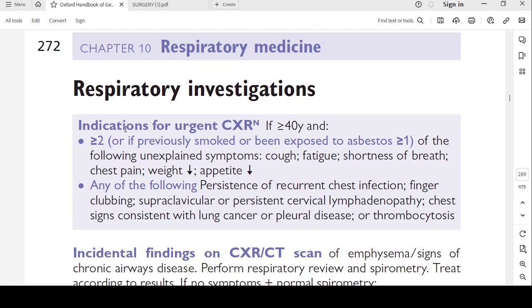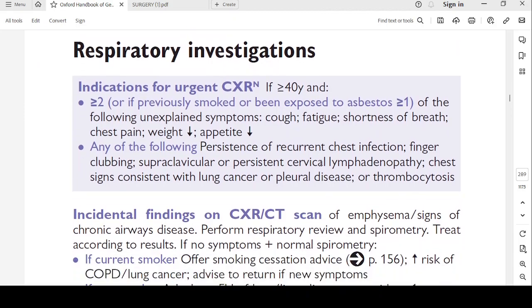Respiratory investigations. Indication for an urgent chest X-ray. If more than 40 years and 2 or more of the following are present, or if previously smoked or exposed to asbestos, more than one of the following should be present. That is, unexplained symptoms of cough, fatigue, shortness of breath, chest pain, weight loss, appetite loss.